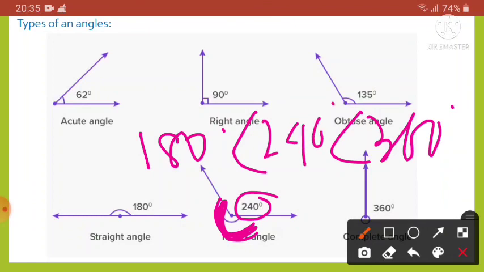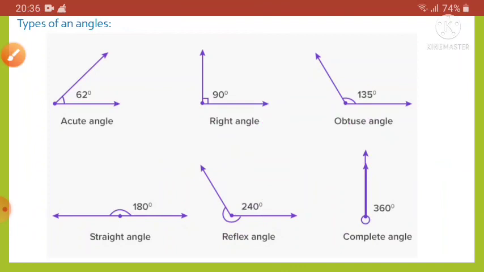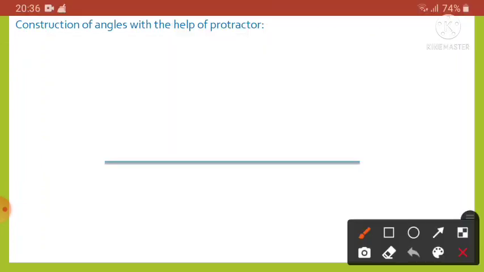Now the last is the complete angle. An angle which measures 360 degrees is called a complete angle. Here, as you can see, the angle measures 360, so it is the complete angle. So we have learned about the types of angles. Got it?